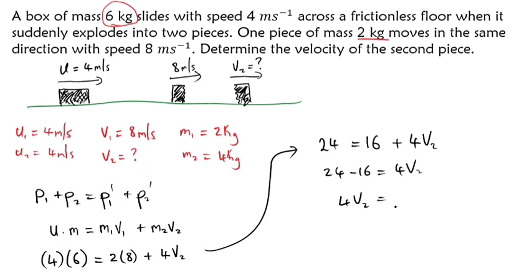Subtract the 16. This gives us 8. Divide both sides by 4. So the final velocity for 2 is simply 2 meters per second. There we have it.